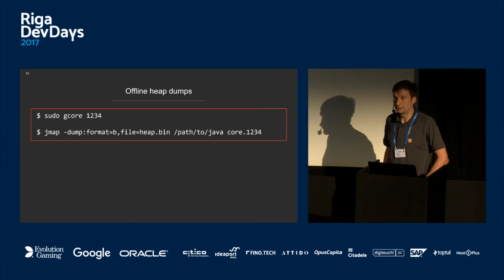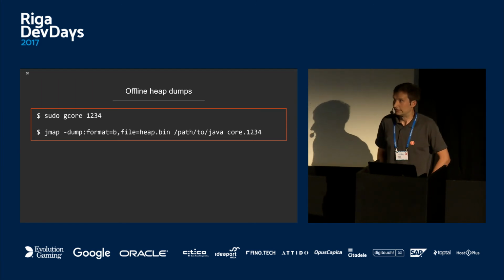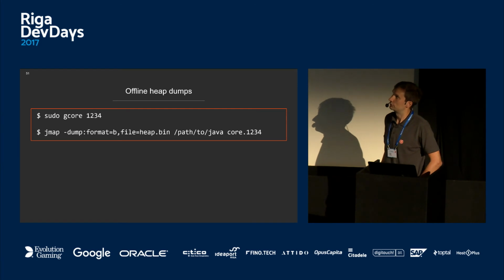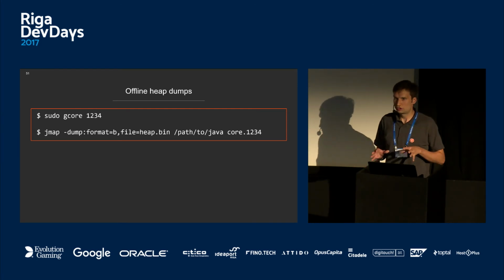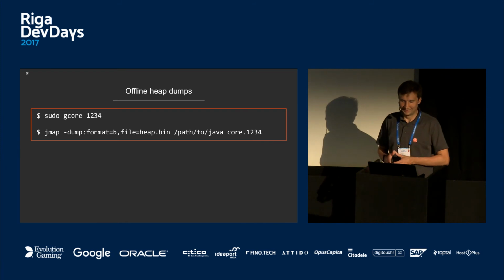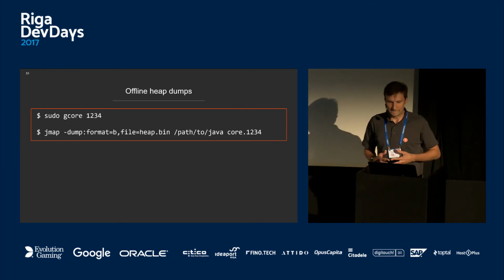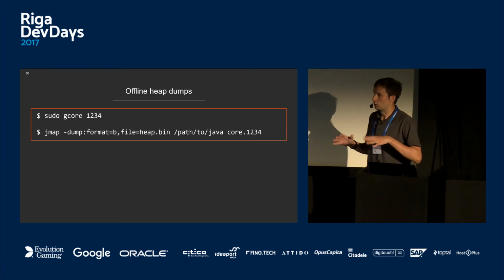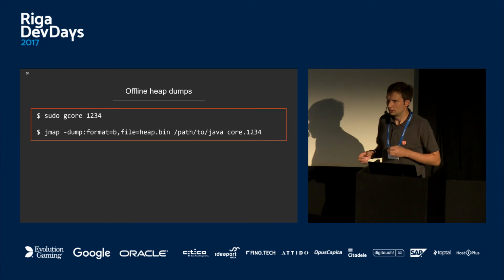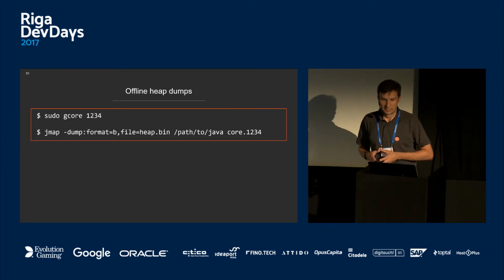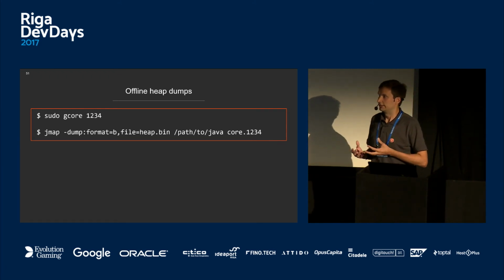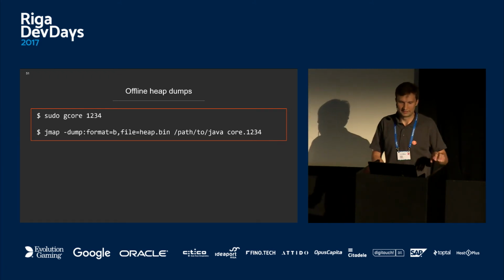But there is a trick to make heap dumps faster, even in forced mode in production. The trick is that you don't do a heap dump, but rather a complete core dump. Core dump is not a heap dump. You can create a dump of the whole process in the operating system using GDB or gcore. But jmap can extract a heap dump from a core dump using this option.